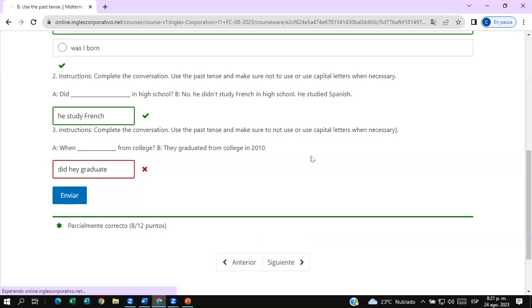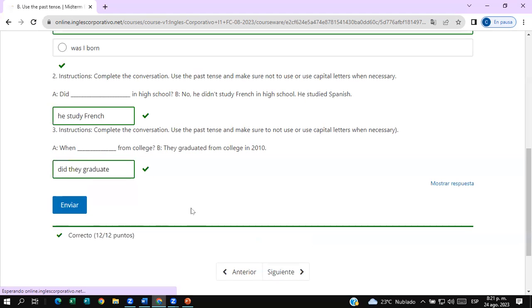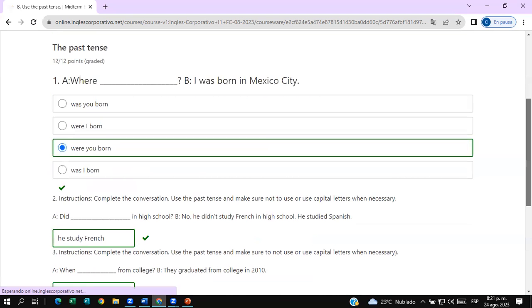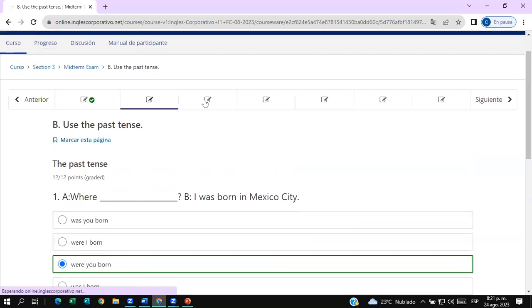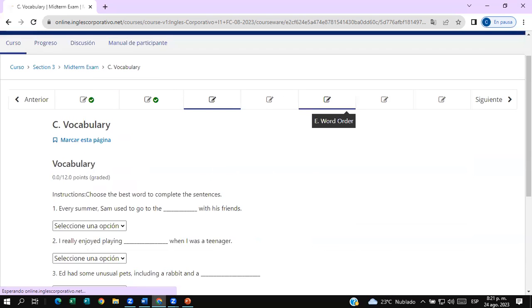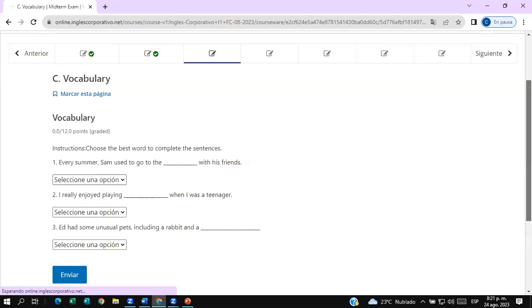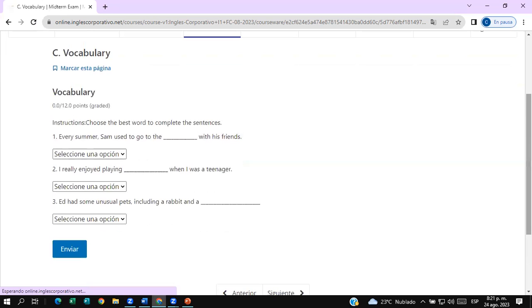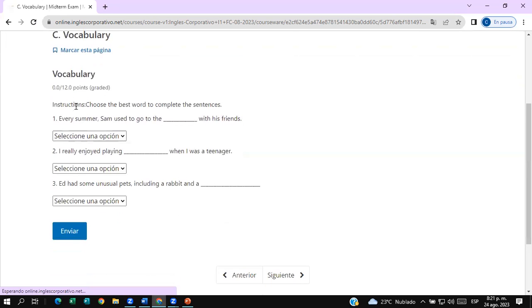When did they? Ah, letter T is missing. Thank you. All right. Awesome. Great job. Got it. Let's move forward. Okay, we are on fire like Carlos today. It says, vocabulary instructions.